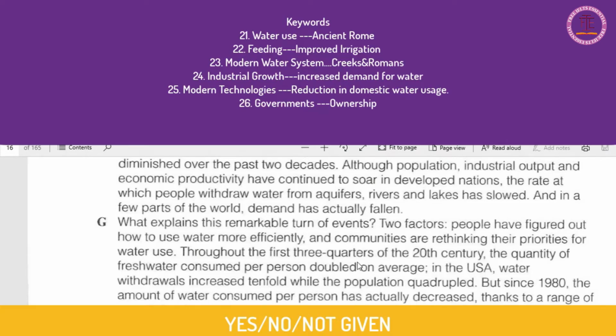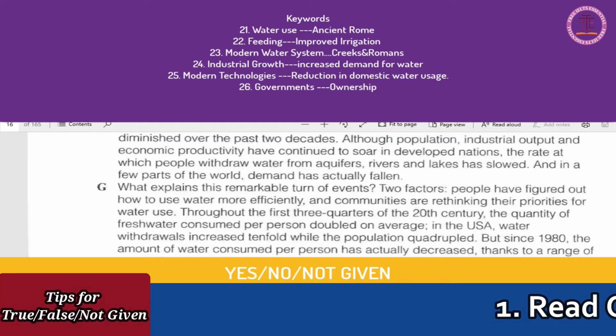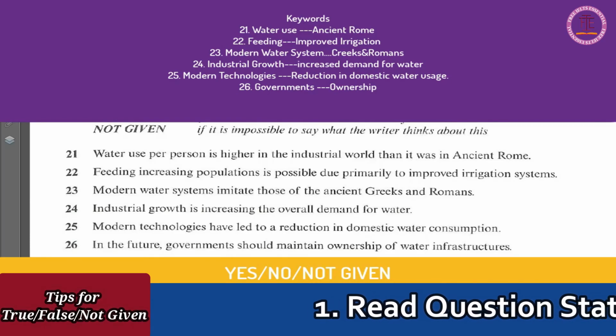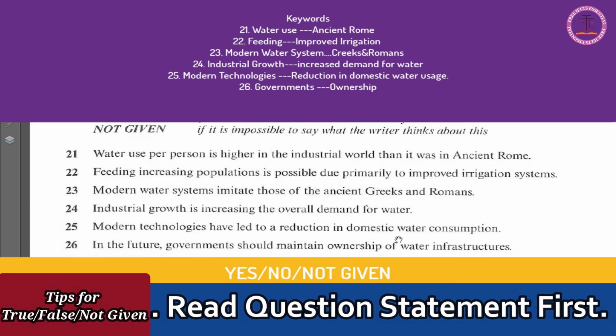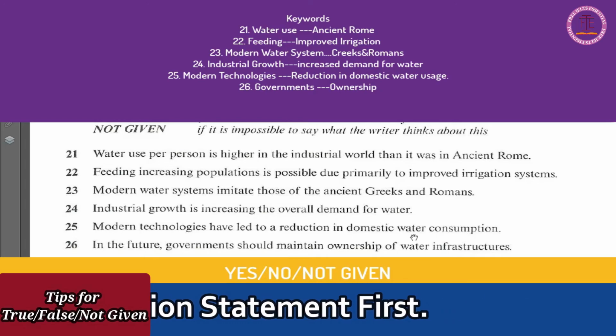use. Throughout the first 3 quarters of the 20th century, the quantity of fresh water consumed per person doubled. In the USA, water withdrawal increased tenfold with the population, but since 1980, the amount of water consumed per person has actually decreased. Look at this. The amount of water consumed per person has actually decreased, thanks to a range of new technologies. The modern technologies have led to reduction in the water consumption.